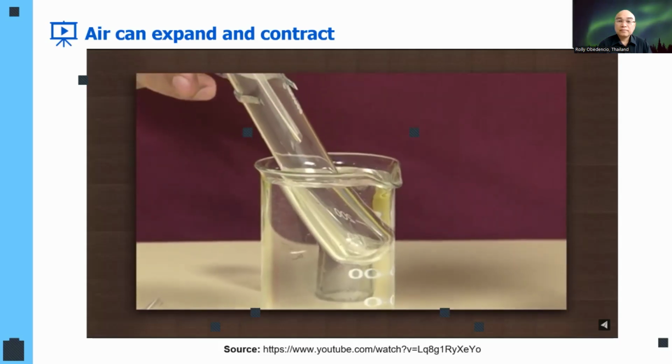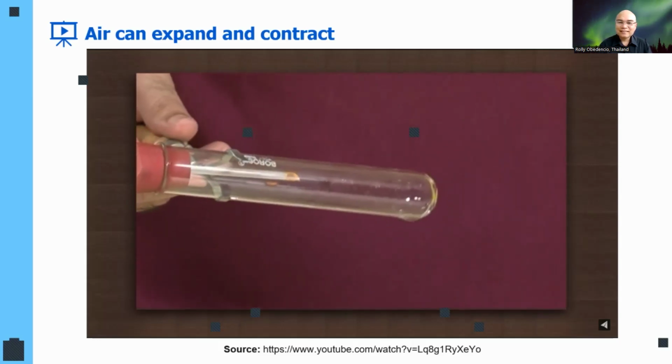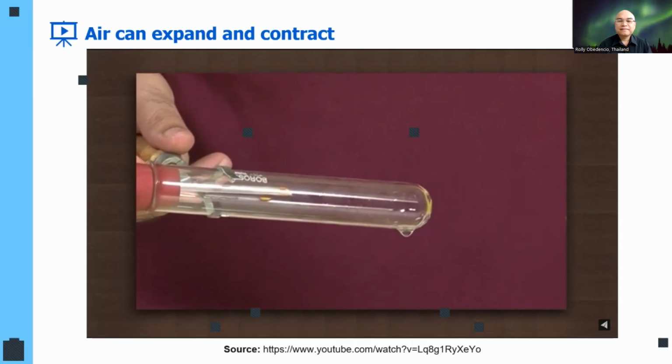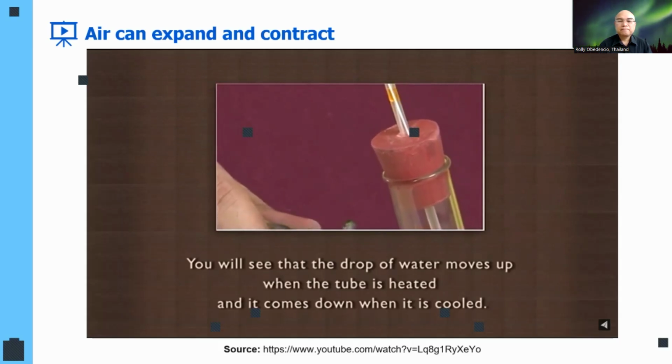Cool the tube in the beaker filled with cold water and observe the drop. The drop comes down. You will see that the drop of water moves up when the tube is heated and it comes down when it is cooled.